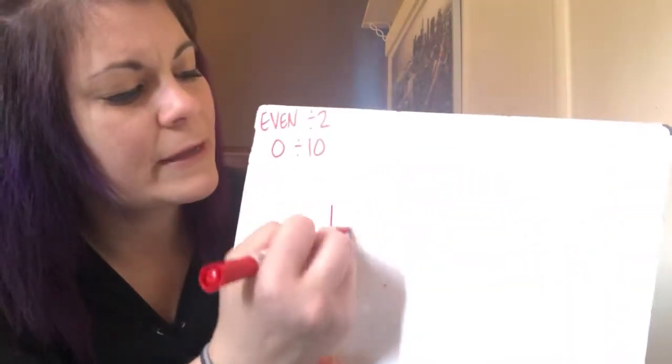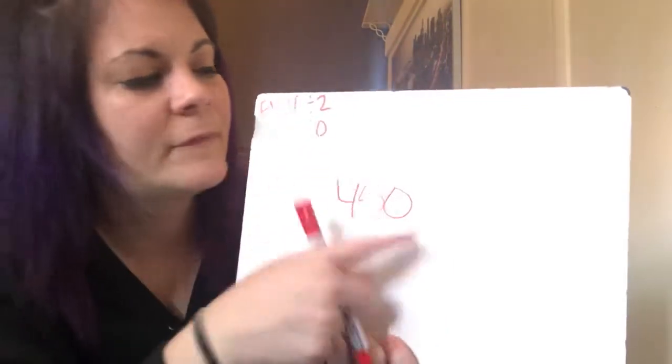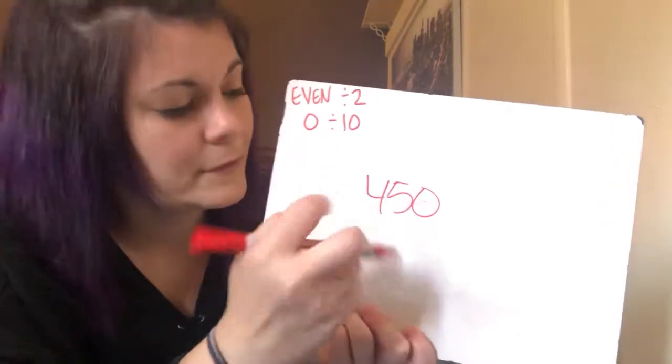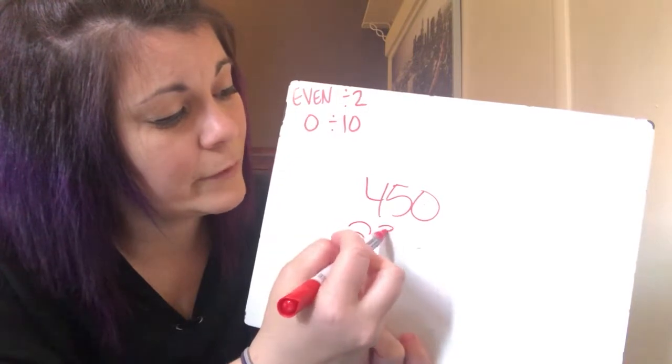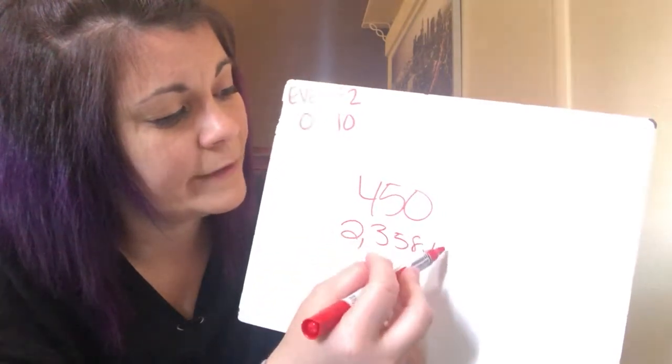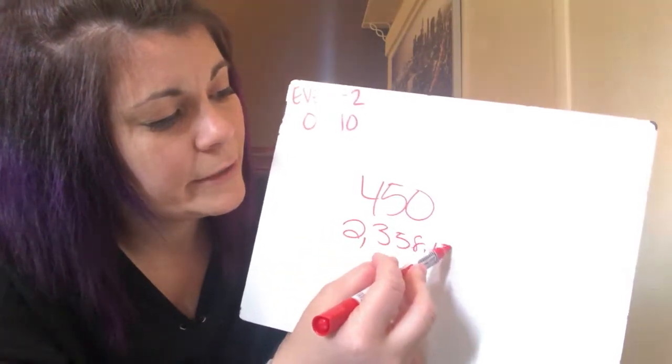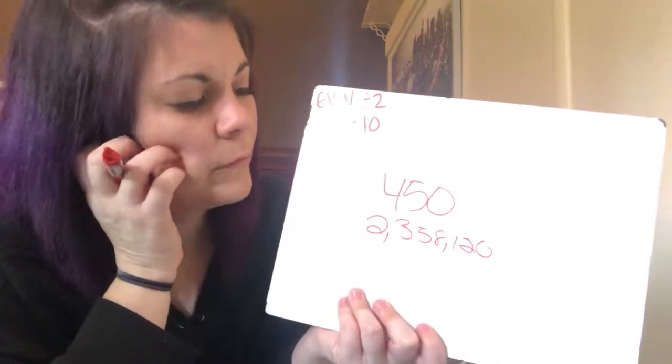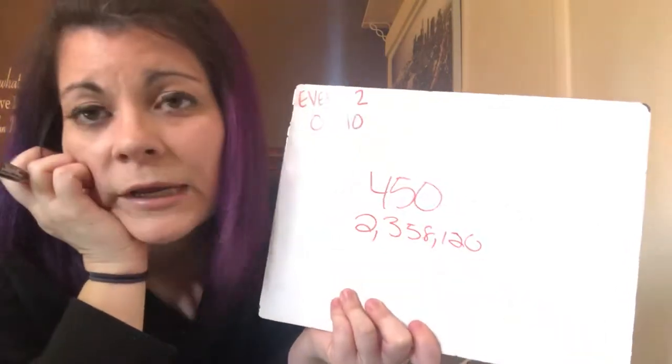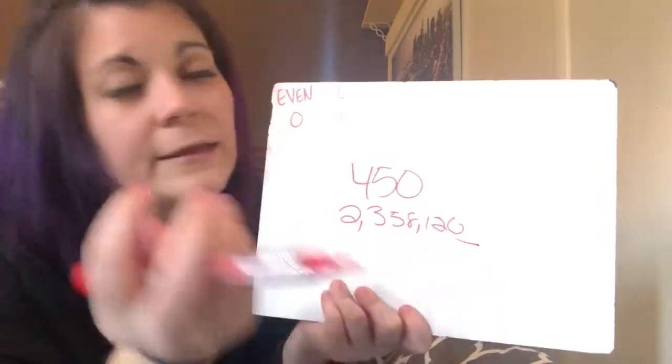So any number that ends in 0, like 450, is divisible by 10. 2,358,100 or 2,358,120 is divisible by 10. It ends in a 0. Okay, so if it ends in a 0, it's divisible by 10.